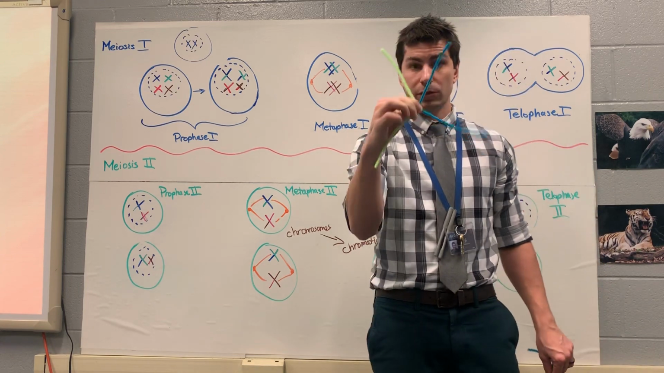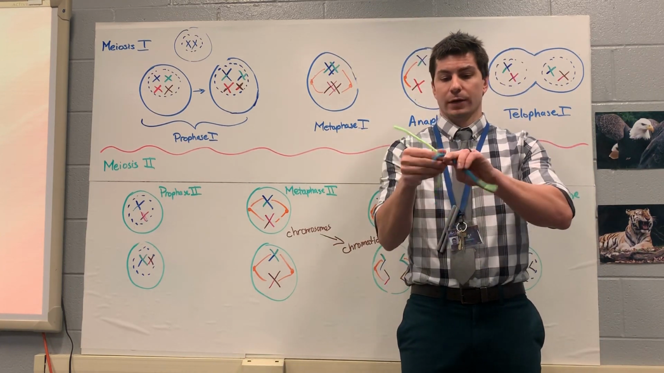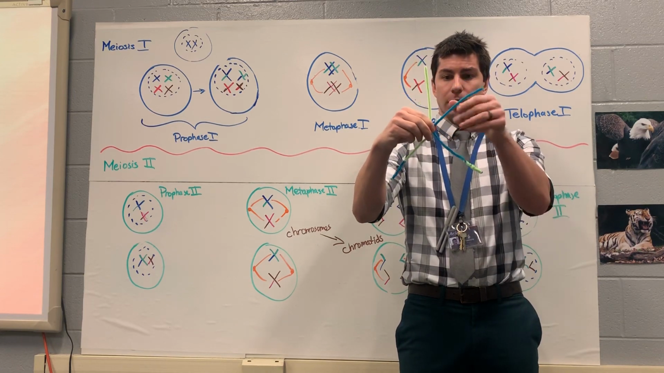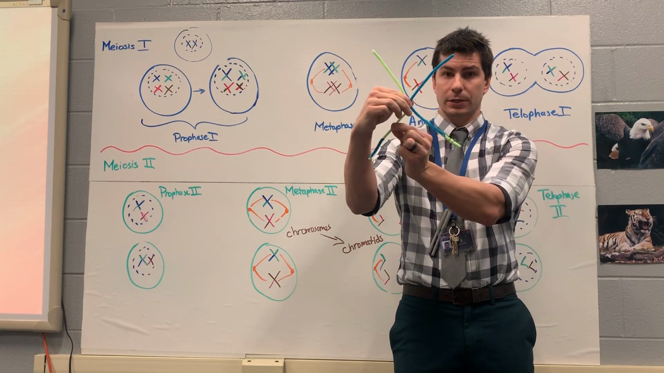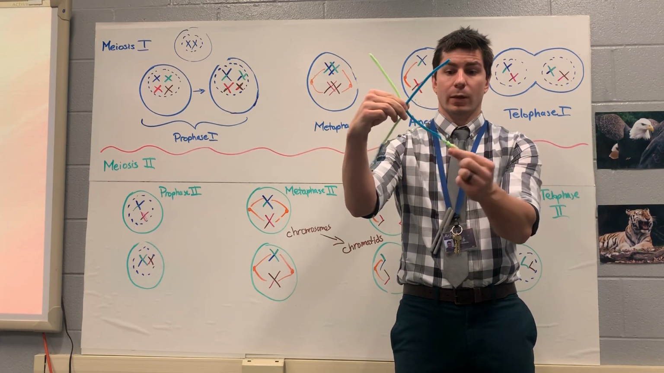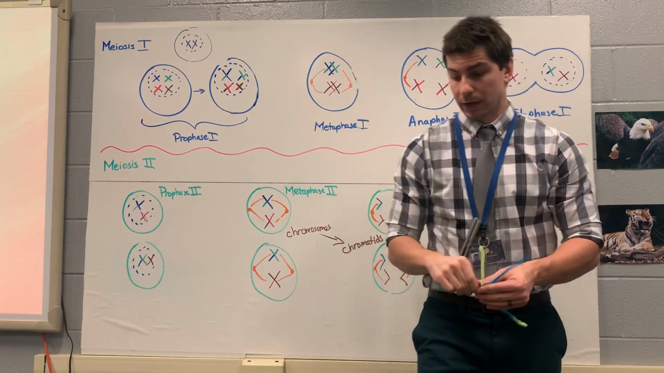What's going to happen is it's no longer going to look like this. Instead, we're going to have something like this, all right? You guys can see that down here, some of the mom's chromosome or chromatid went to the dad, and then some of the dad's went to the mom. They flip-flopped.